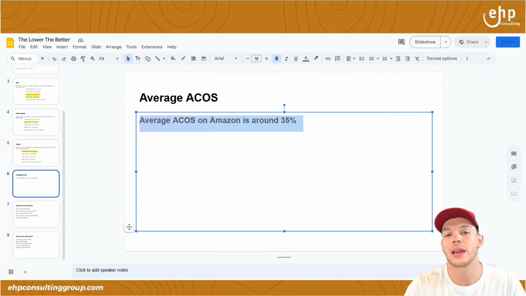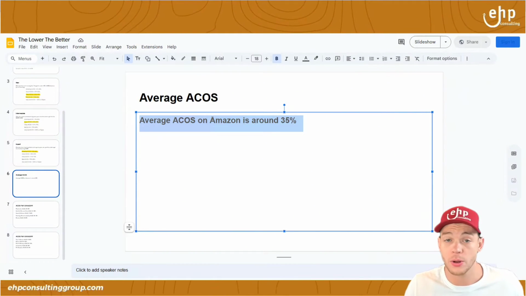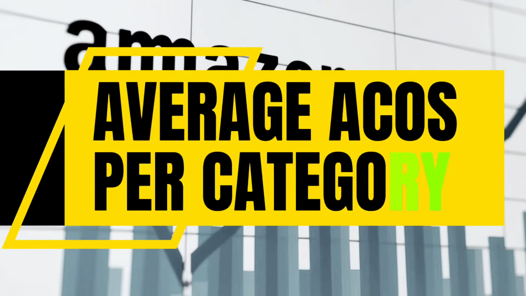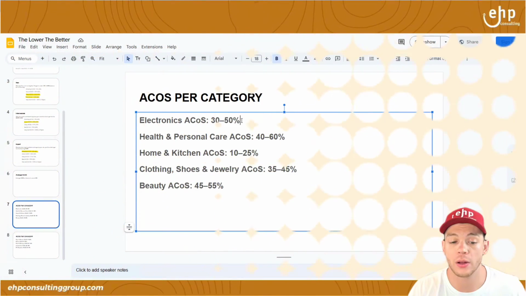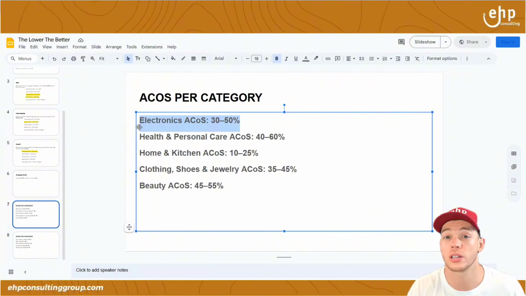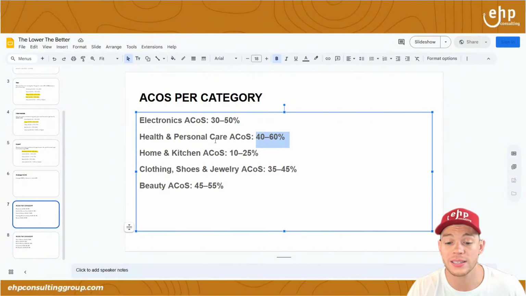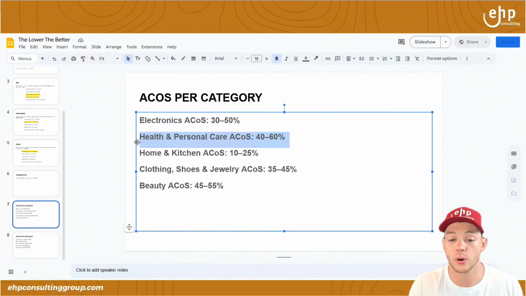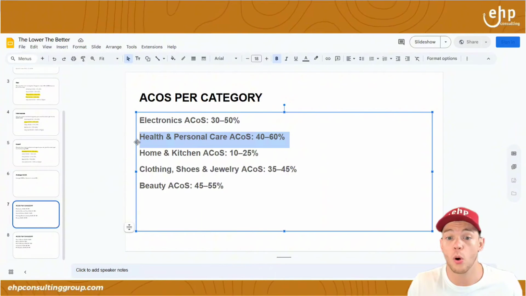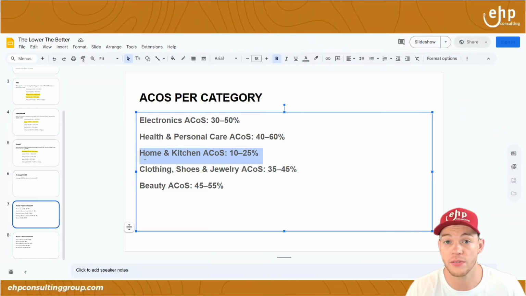Now, the average ACOS on Amazon is around 35%. So if you are below 35%, you're pretty much doing around average or better than average. And then this is the average ACOS per category. In electronics, it's around 30% to 50%. Electronics do have a high return rate. Sometimes it's a lot more difficult because there's a lot of people selling different electronics. Health and personal care is a little bit higher, 40 to 60%. So if you start selling in health and personal care, it's difficult. A lot of people on average are getting like 60% ACOS because it's so competitive. Home and kitchen, there's not that much competition, 10 to 25% ACOS.